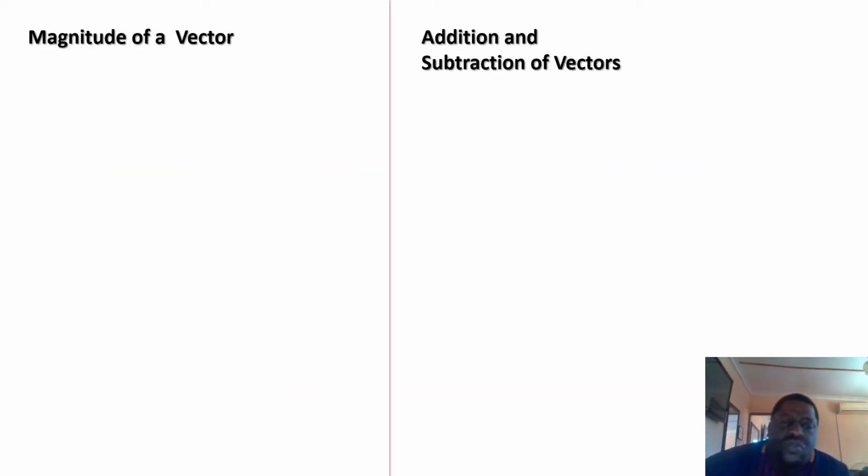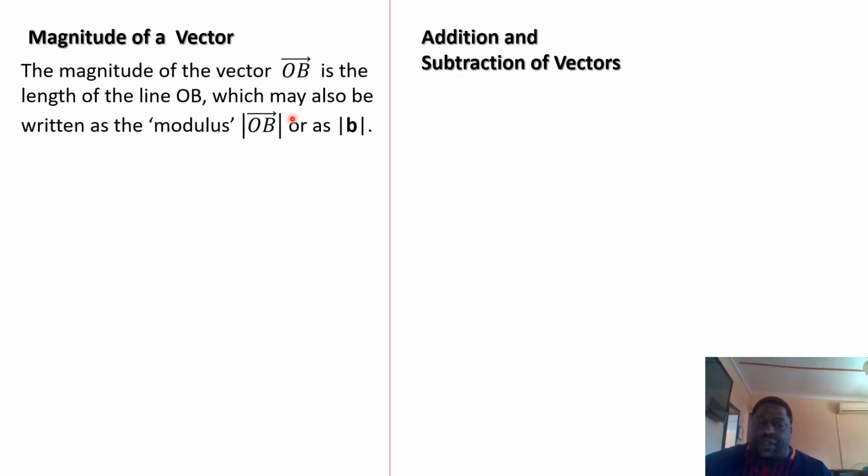Right, so magnitude of a vector. So when we talk about magnitude of a vector, there's obviously a few things we look at. Magnitude, the size of a vector, and addition and subtraction of vectors. So magnitude of vector OB is the length of the line OB. So please don't take a ruler and work it out. Okay, you have to use Pythagoras' theorem because these things you can represent on a Cartesian coordinate system.